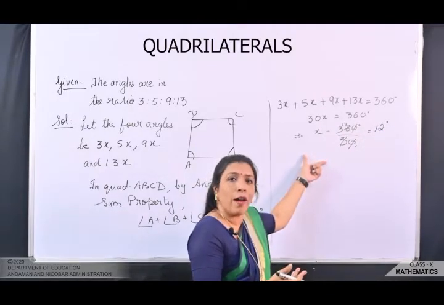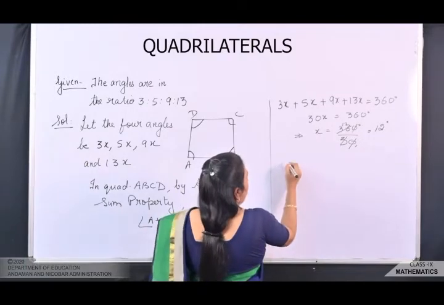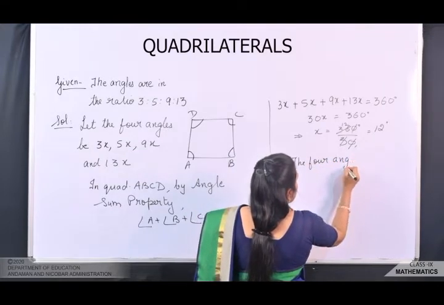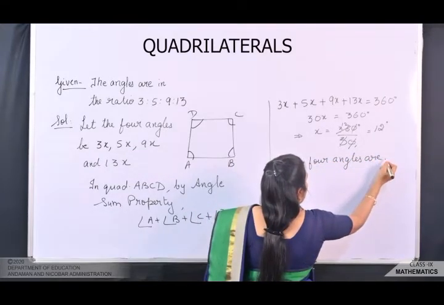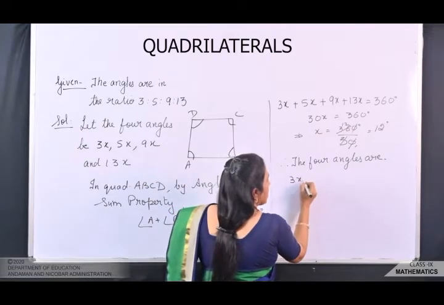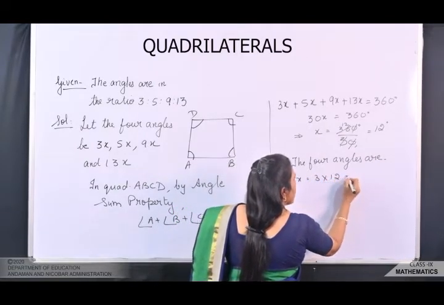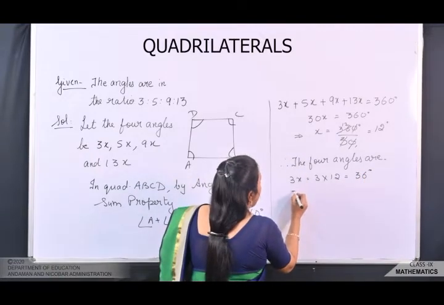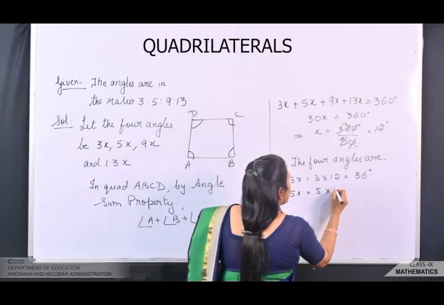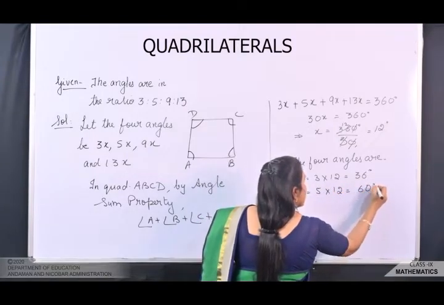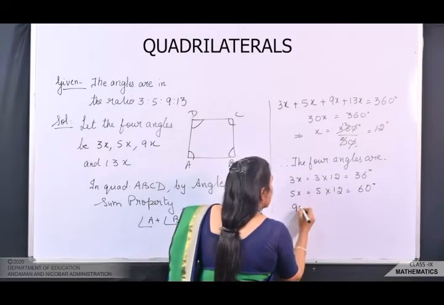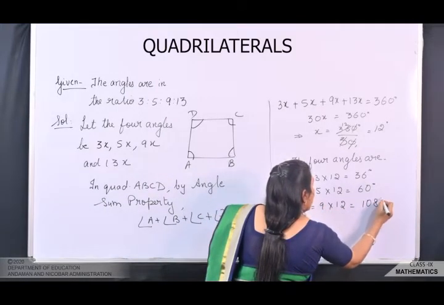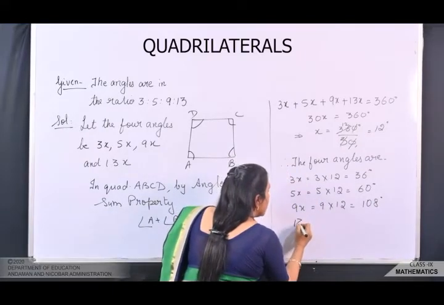Now easily you can find all the 4 angles. Therefore, the 4 angles are 3x, 3 into 12, that is equal to 36 degree. What is it? 5x. So 5 into 12, that is 60 degree. Next is 9x. 9 into 12, that is 108 degree. And the last is 13x.